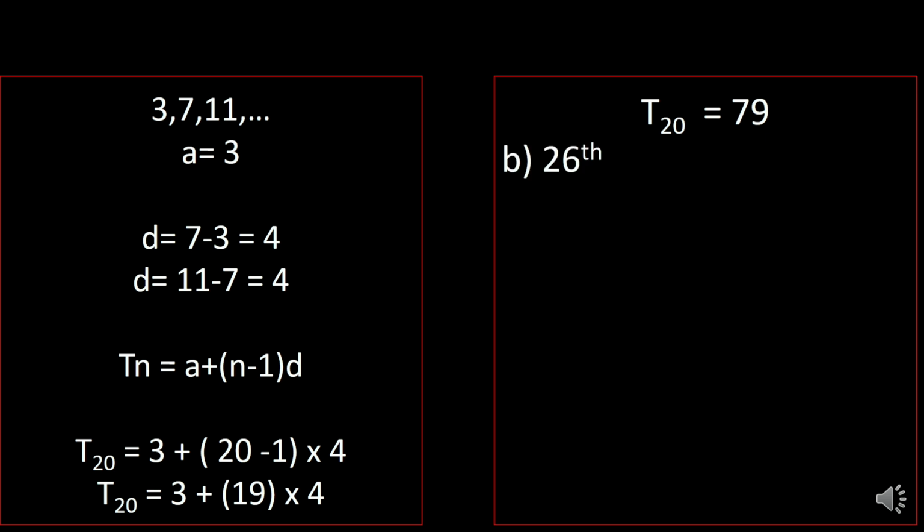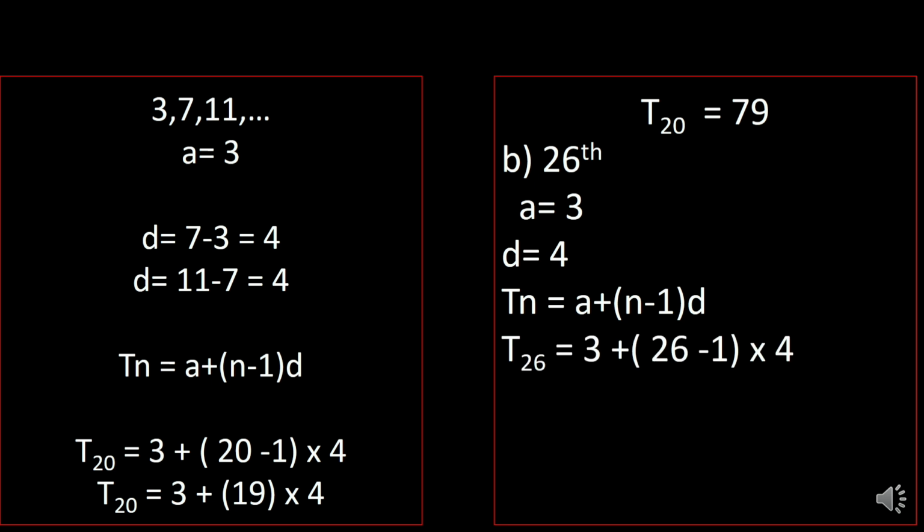Okay, now let's look for the 26th term. That is question B. We were able to get the values for A and D before we solved the first question, so we don't need to start getting the values for A and D again. We just need to write them out, then substitute into the nth term formula. Then we get the final answer for the 26th term. So the value for A is 3, the value for D is 4, and the nth term formula is also written on the screen.